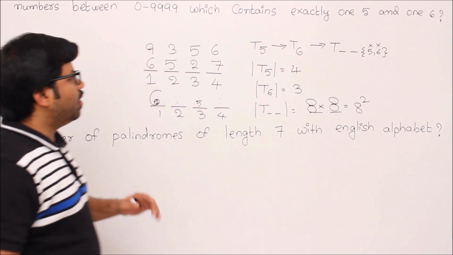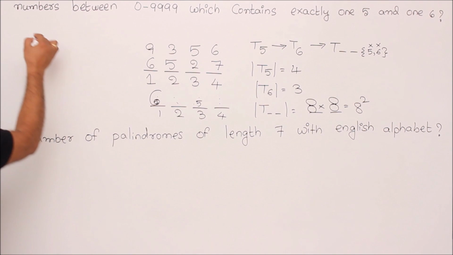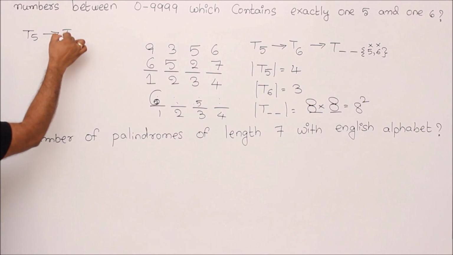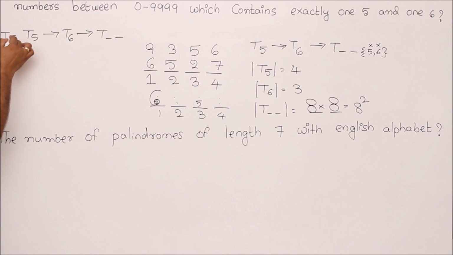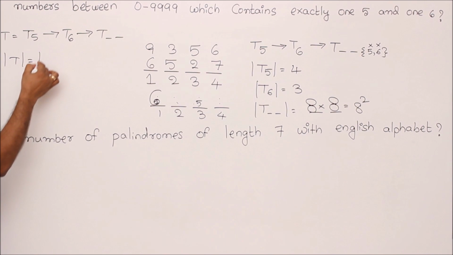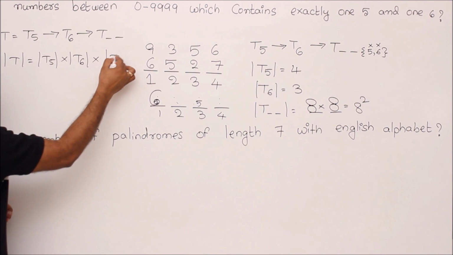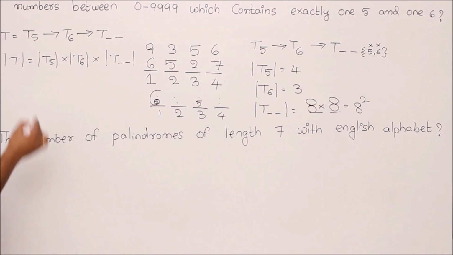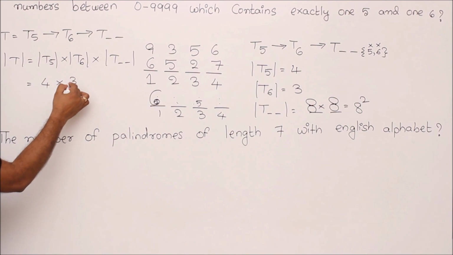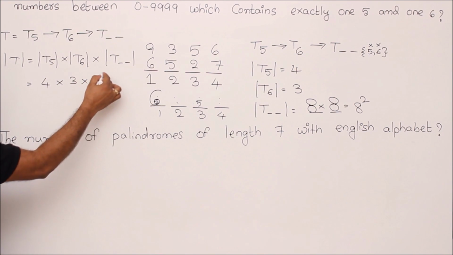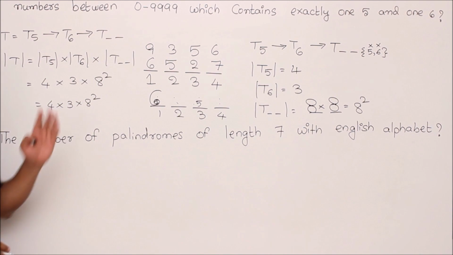So now come back to the original problem. How many different ways can you form such sequences? It equals T5 followed by T6 followed by T double dash. According to the product rule, the total number of ways of doing such a task equals the number of ways of doing T5 into the number of ways of doing T6 into the number of ways of doing T double dash. T5 can be done in 4 ways, T6 can be done in 3 ways, and T double dash can be done in 8 square. Then it will be 4 into 3 into 8 square. So this is the answer for problem number 1.